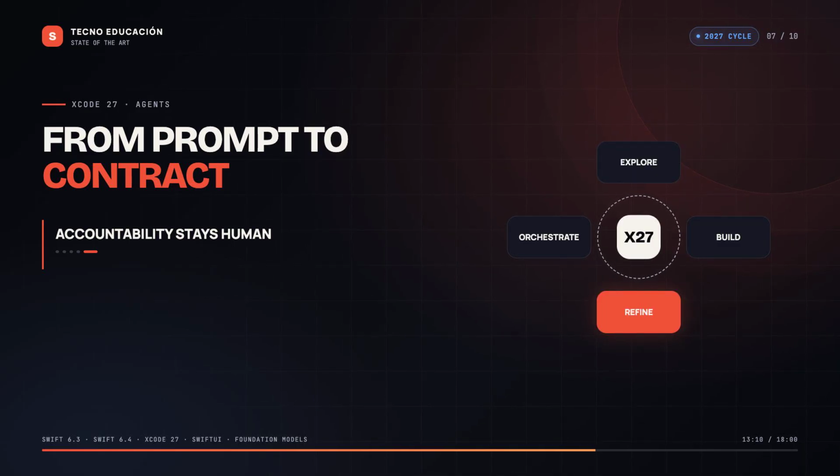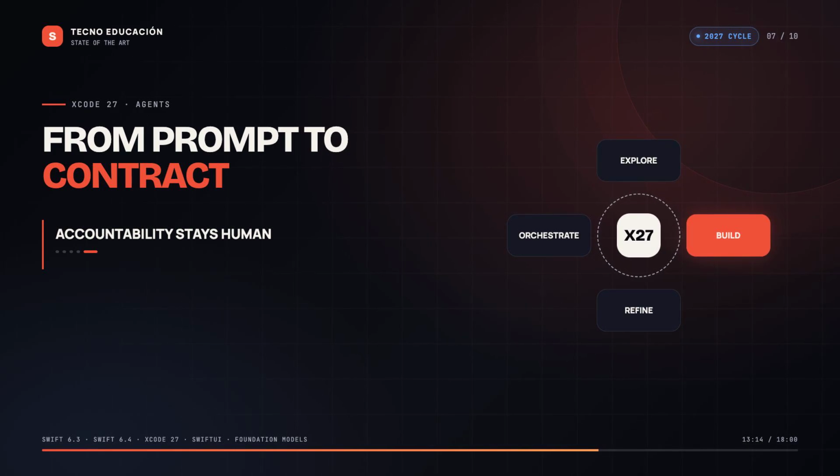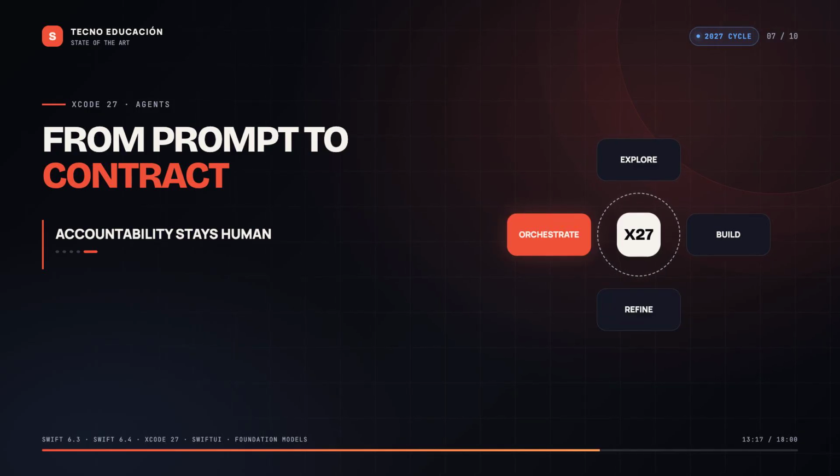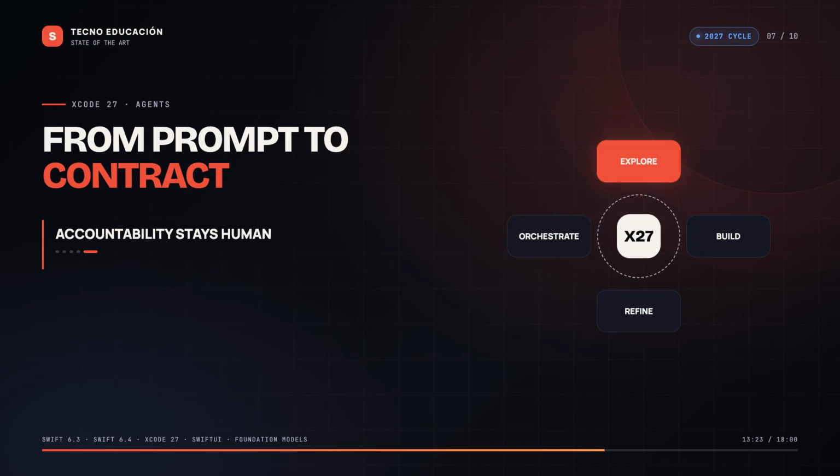Agents accelerate exploration and execution. Accountability does not transfer. The scarce skill becomes turning product intent into an executable contract that another intelligence can follow and that a human can verify.